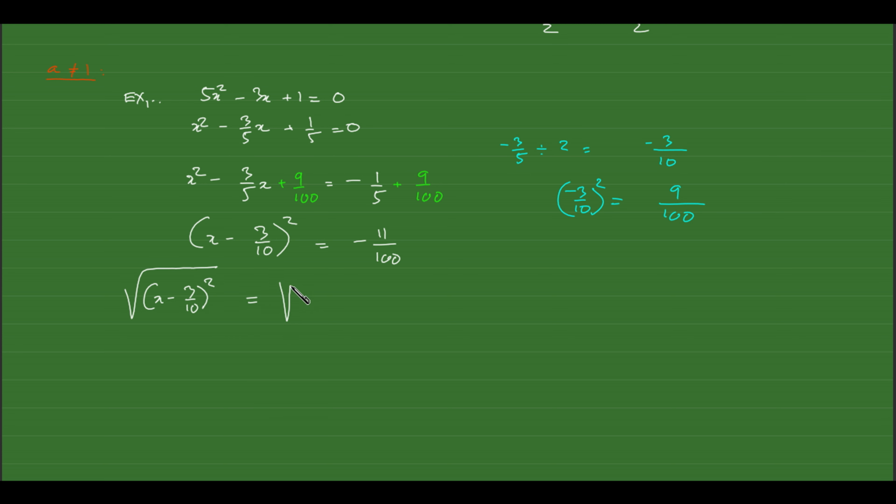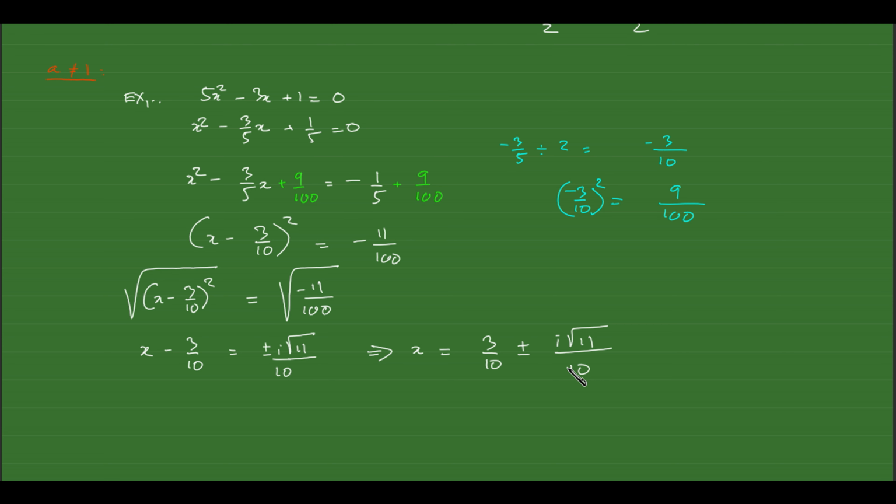And the square root of a negative number gives you plus minus i. You see plus minus i. And the square root of 100 gives you 10. And on the top we will have the square root of 11, because 11 is a prime number, we cannot do anything else. So from here I got x equals 3 over 10, adding 3 over 10 to both sides, plus minus i square root of 11 over 10. There you go.